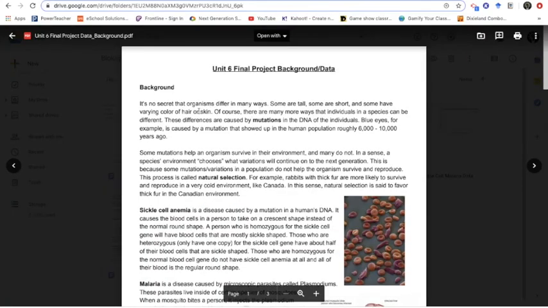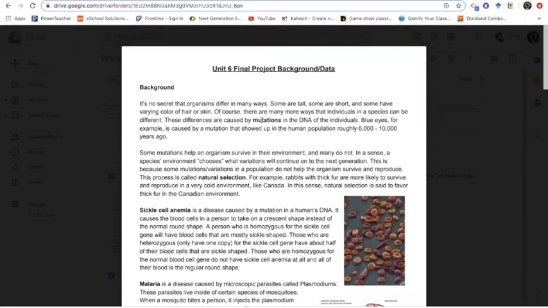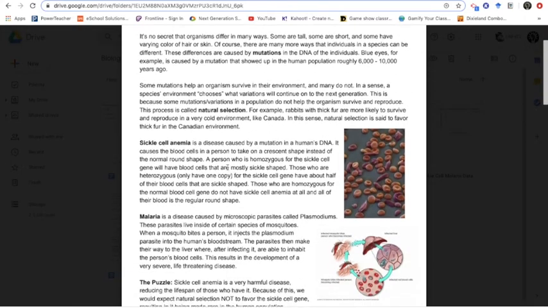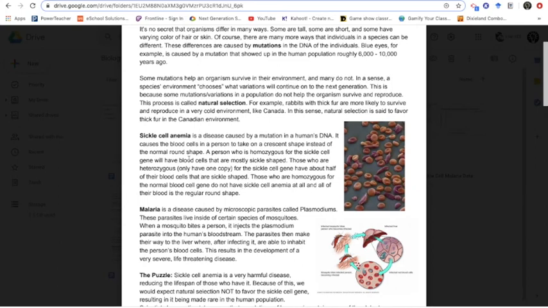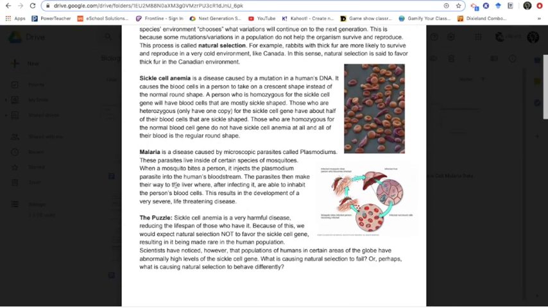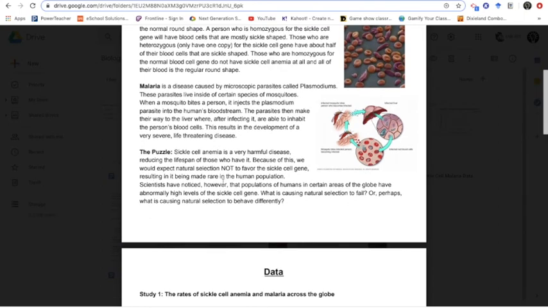So what I do is I give you a little bit of background information about mutations and natural selection. I talk a little bit about sickle cell anemia and what causes it, and then also about malaria. And so the puzzle here is we would expect natural selection to weed out the gene for sickle cell out of the human population because it is harmful. It prevents people from reproducing because it kills them before they can reproduce.